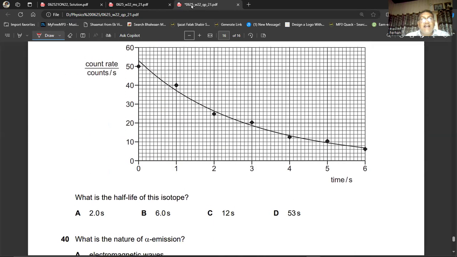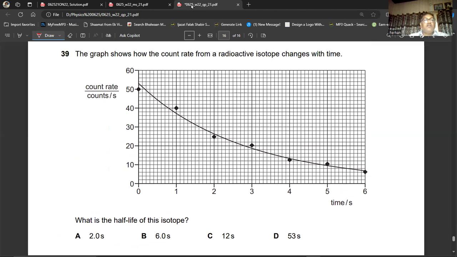Then we have question number 39. The graph shows how the count rate for a radioactive isotope changes with time. Here you have the count rate, here you have the time. What is the half-life of this isotope? You see what is the reading here right now? That is something like 53. And if you have 53, it will be something like 26 something. So when the reading becomes 26, what is this value here? 2. So this happened in 2 seconds. So the half-life is 2 seconds.